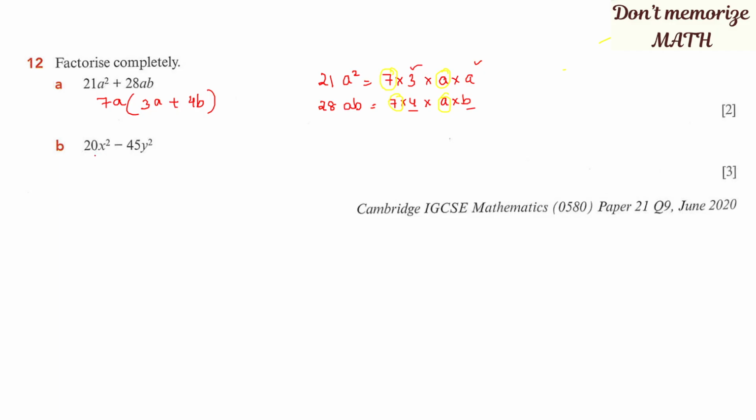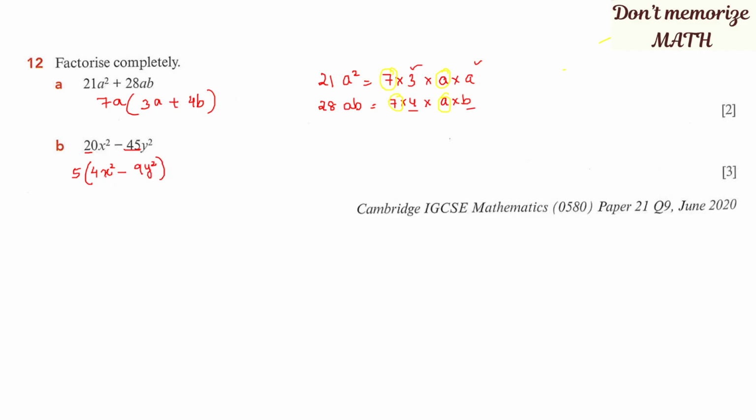Okay, next one. 20x square minus 45y square. So 20 and 45, which number is common there? That is 5 is common, right? So first we cannot factorize it directly because only a number is common, and after that let's see. So 5 is common. 5 times 4 is 20, so 4x square minus 5 times 9 is 45, right? So 9y square.